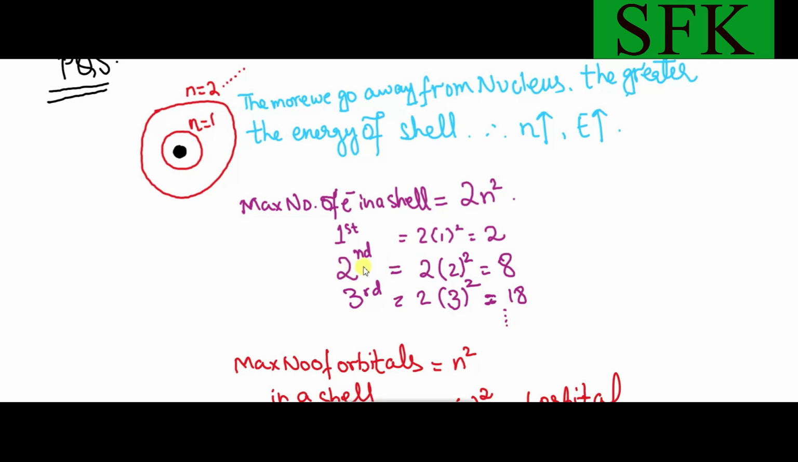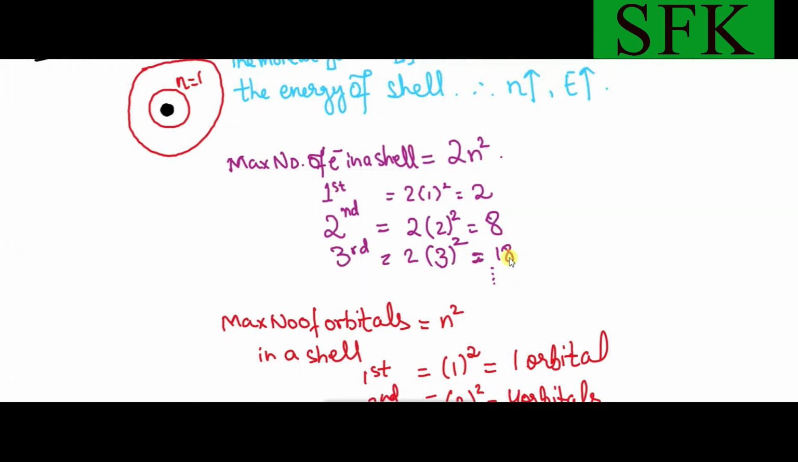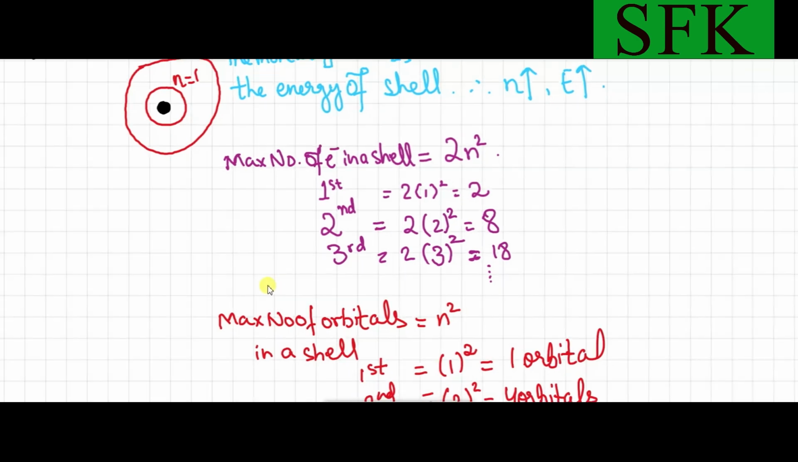Then the second shell contains 2 times 2 squared equals 8. So a maximum of 8 electrons can be accommodated in the second shell. A maximum of 18 electrons can be accommodated in the third shell, and so on. So as the value of n increases, the number of electrons that can be accommodated in that shell also increases.